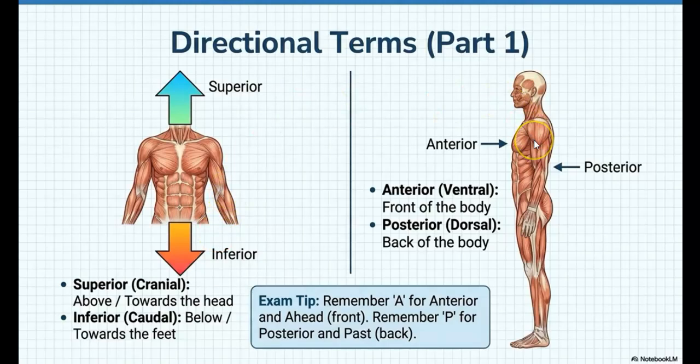Now let's move to the side view. Anterior means towards the front of the body. For example, the chest is on the anterior side, towards the front of the body. Posterior means towards the back of the body. The spine is on the posterior side. These words help healthcare professionals describe the body accurately. So instead of saying in front or behind, we use the terms anterior and posterior.